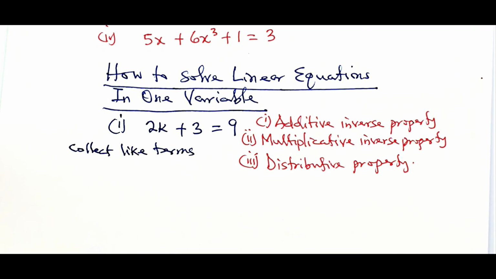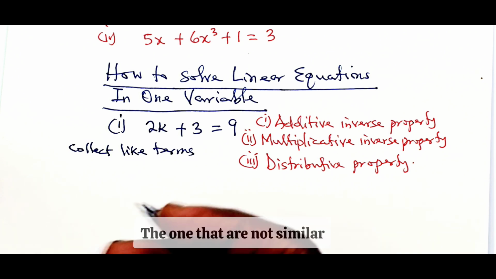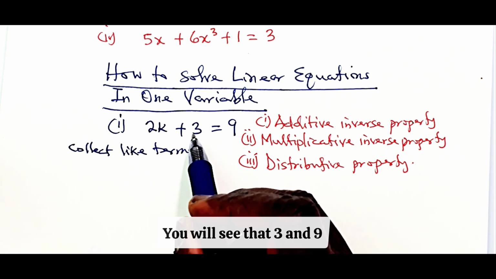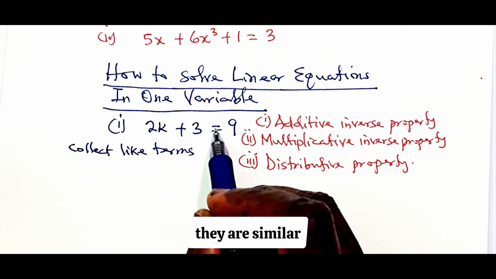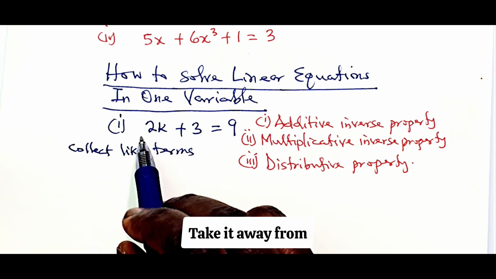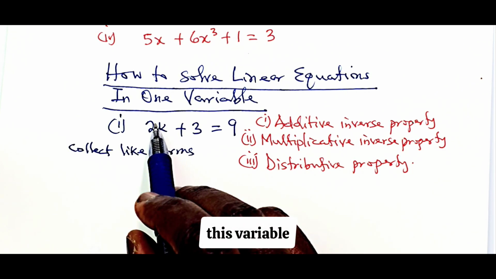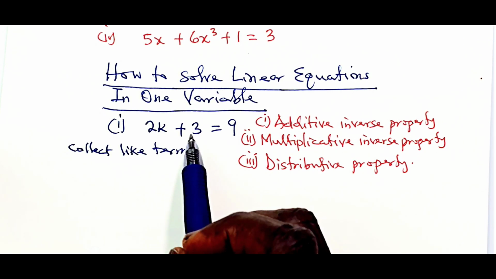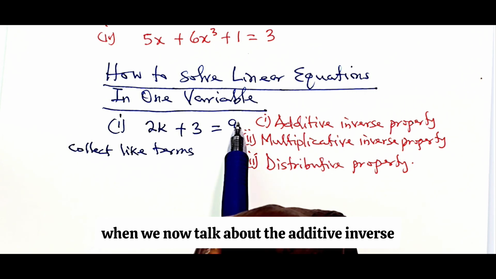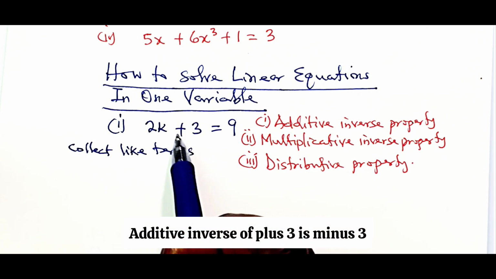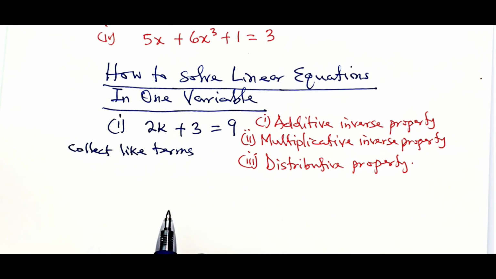So what does that mean? The ones that are similar, put them on one side. The ones that are not similar, put them on one side. You will see that 3 and 9, they are similar. Put them together. Take it away from this variable. In that way, that is when we now talk about the additive inverse. The additive inverse of plus 3 is minus 3.